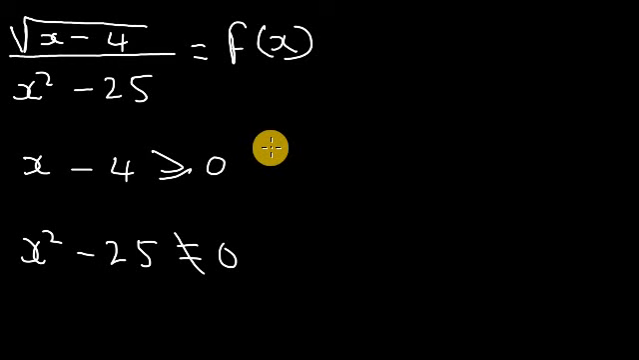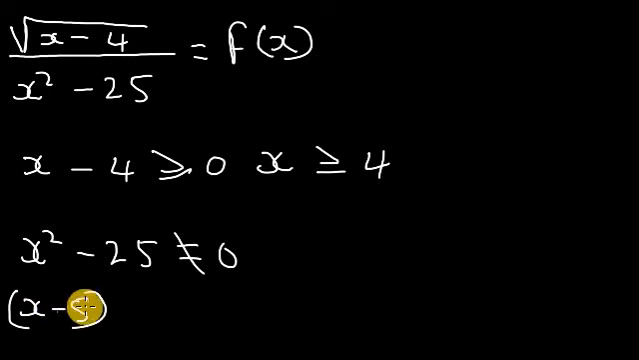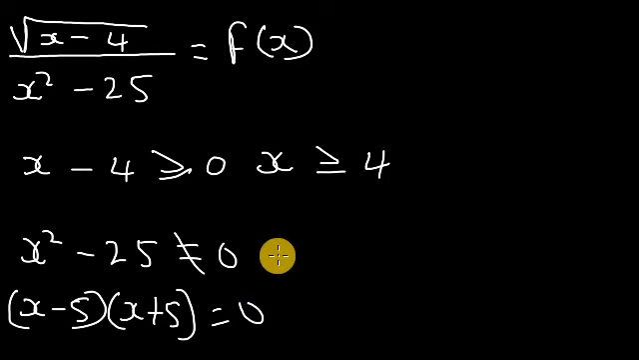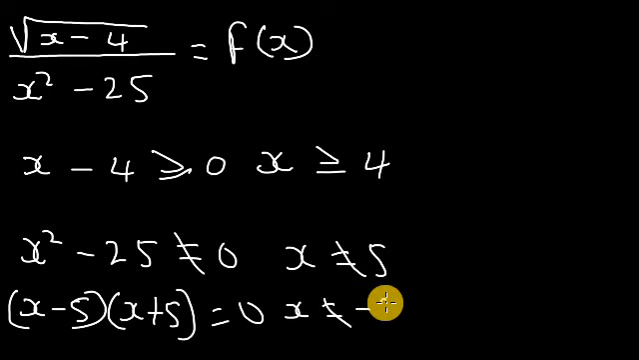So for this, I'm going to solve for x. So x is going to be greater than or equal to positive 4. For this one, I'm going to factorize first, since it is the difference of two squares. So I'm going to have x minus 5 times x plus 5 not equal to 0. So x must not be equal to 5 and x must not be equal to negative 5.